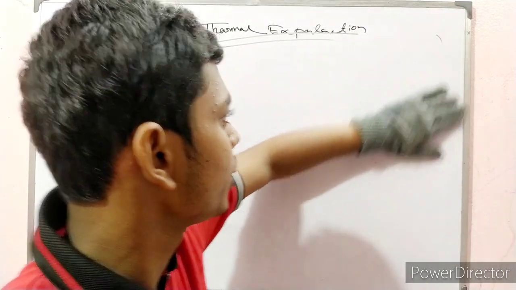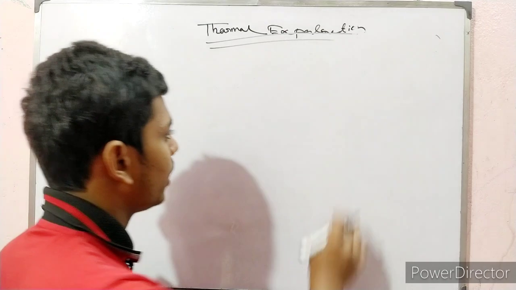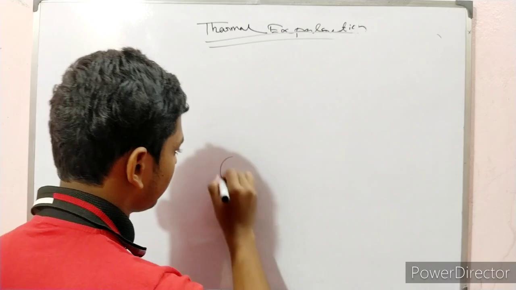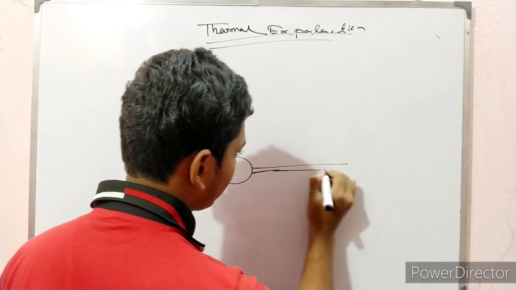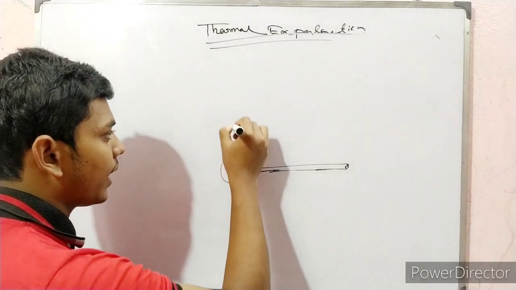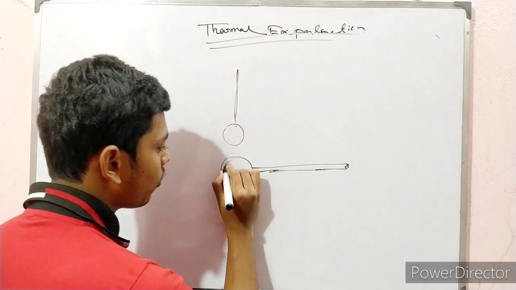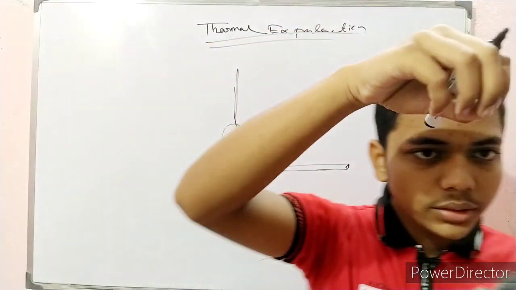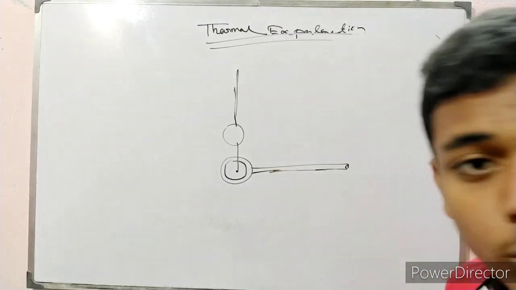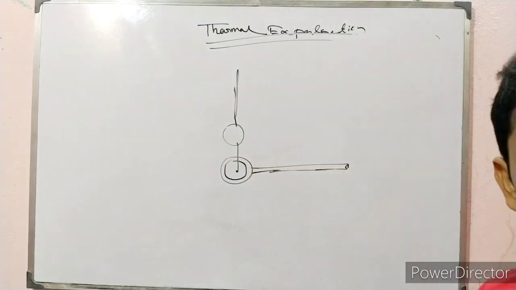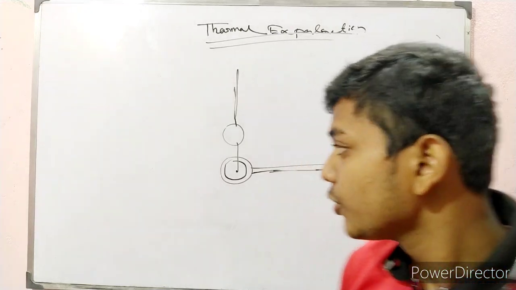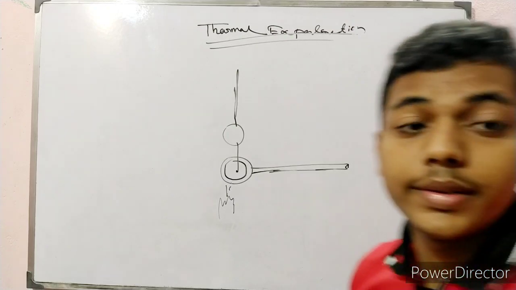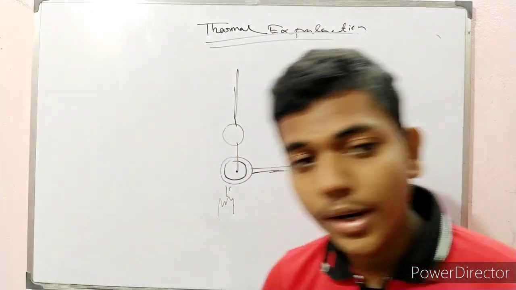Another demonstration we're going to do: I will take this type of thing, and there is a hole and a ball. When I try to put this ball through the hole, what is happening here? The ball does not go through. So I will give some heat to it, and then the ball passes easily. Why is that?